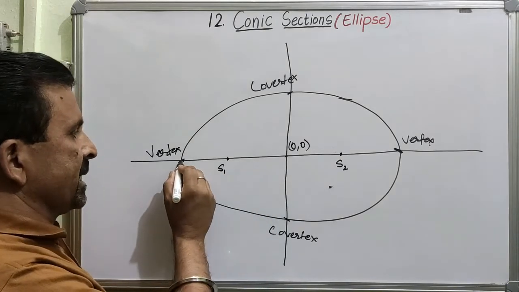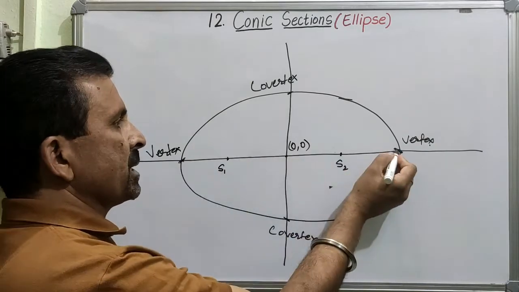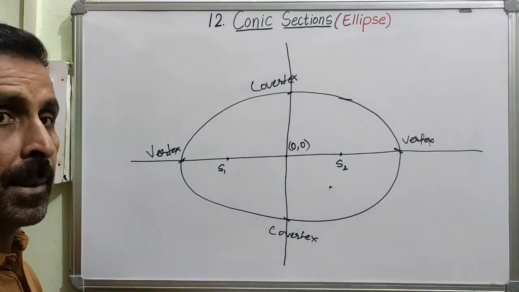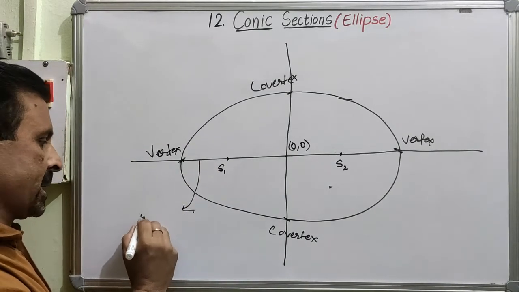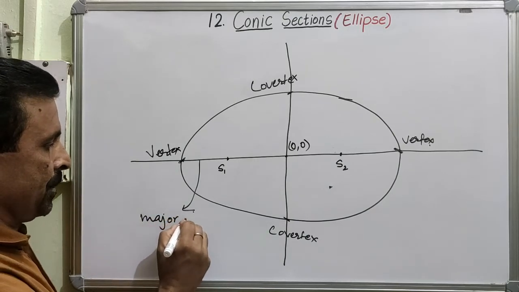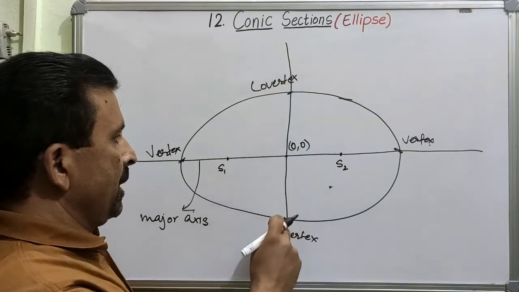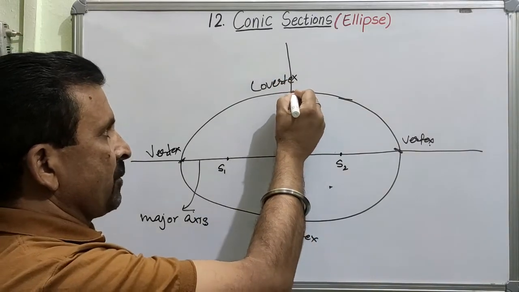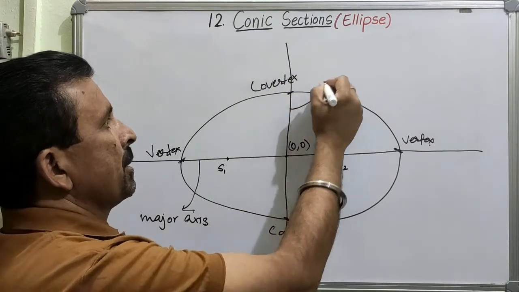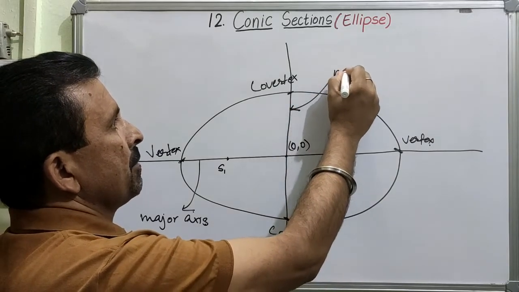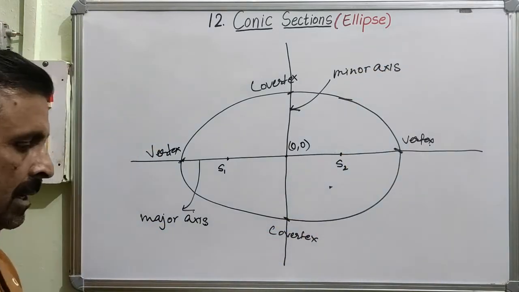Now what happens is the distance from this point till this point is called the major axis. We can call this the major axis, right? And the distance from this point till this point, along the y-axis, is called the minor axis. This is called the minor axis, right?